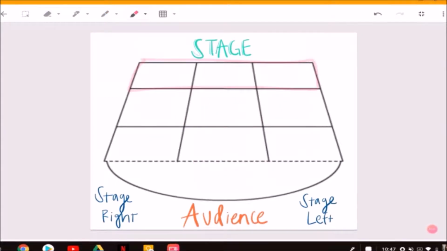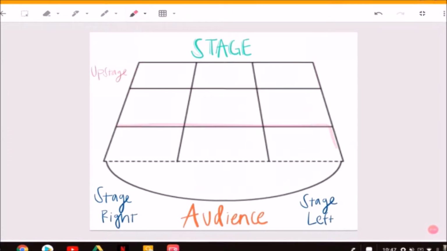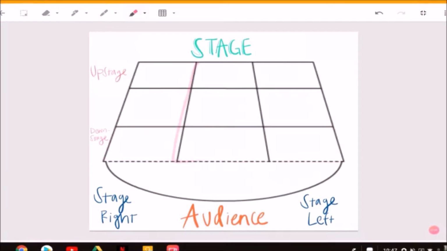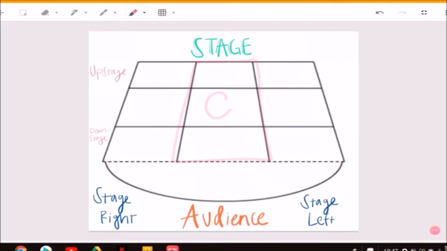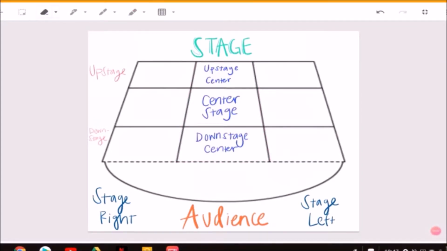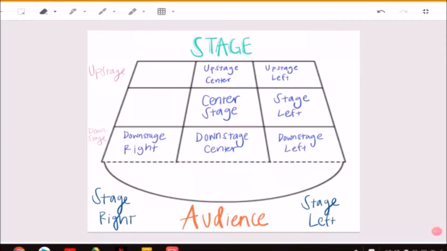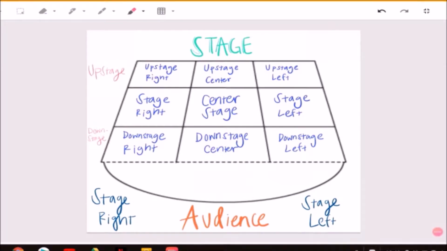This area of the stage is called upstage, and this area of the stage is called downstage. This area of the stage is called center stage because, you guessed it, it is the center of the stage. These are the names of all the different areas of the stage. Now, how do we remember what they are? You don't have to. As long as you know what is upstage, downstage, center stage, stage right and left, it doesn't take long to learn them all.